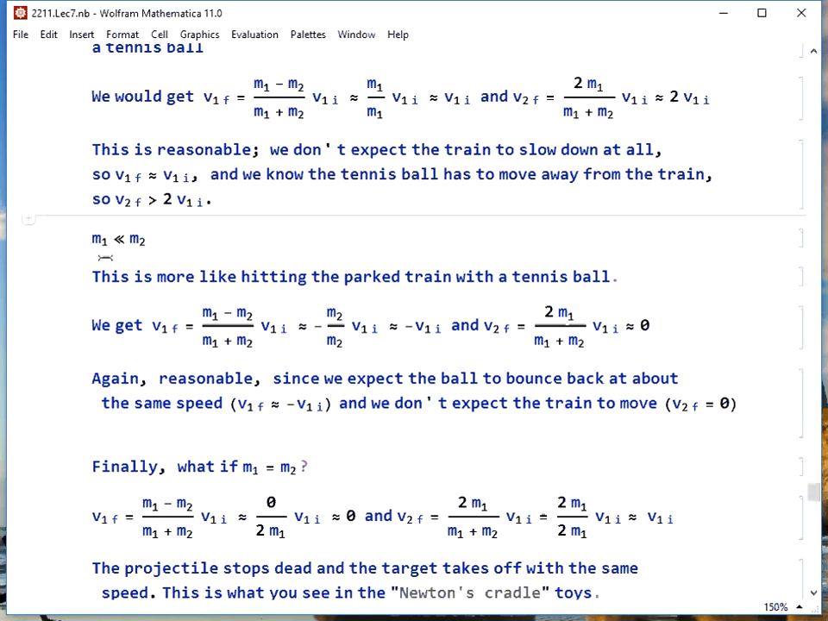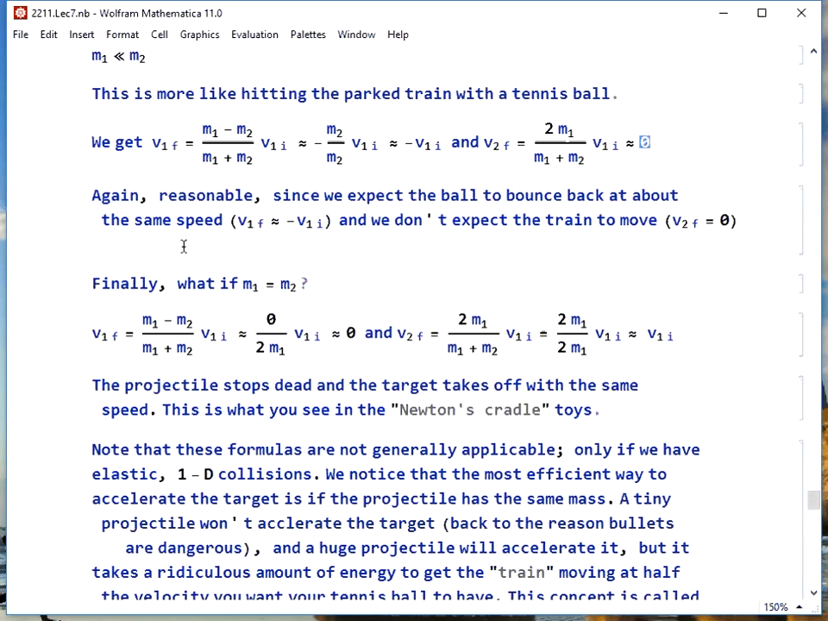For the case where M1 is much more than M2, that would be like you've got a parked train and you hit it with a tennis ball. We put in our numbers here, and notice because M1 is the thing that's about 0, we get V1F is negative V1I. So the tennis ball comes back at you just as hard as you threw it at the train. And of course the train's velocity is going to be 0. It's not linear.